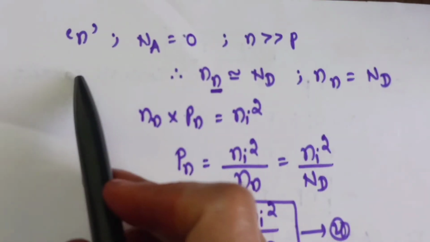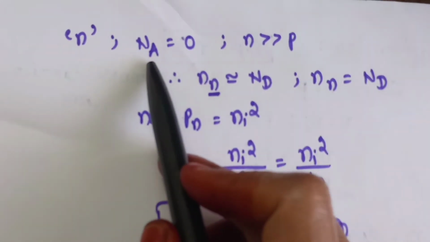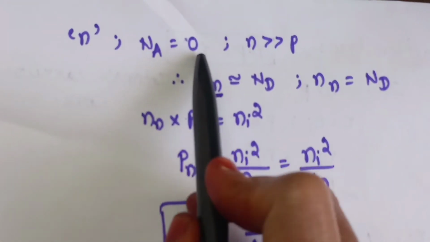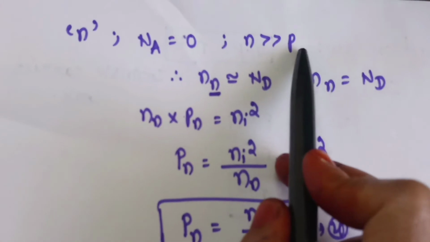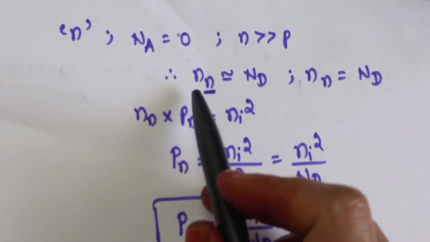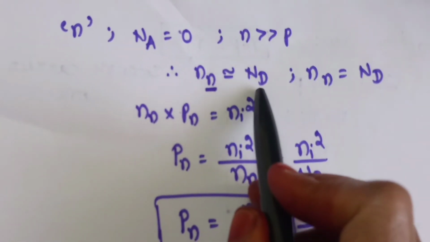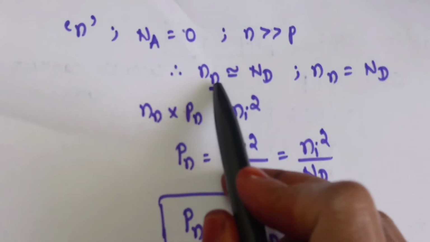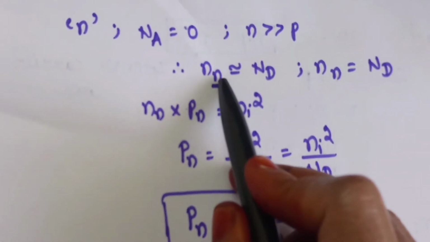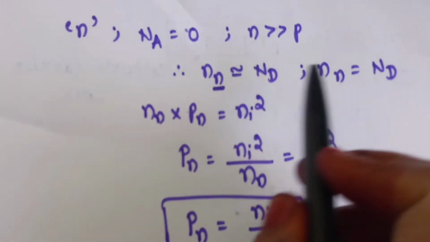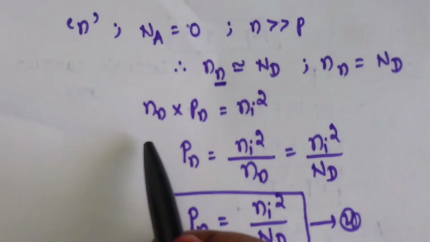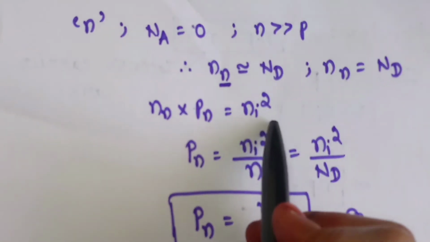Consider an n-type semiconductor with acceptor concentration Na equal to 0. That means the number of electrons is far greater than the number of holes. So we can approximate Nn is approximately equal to Nd, where the subscript n denotes that it is an n-type semiconductor. We can also write it as Nn is equal to capital Nd. But we have Nn into Pn is equal to Ni square.